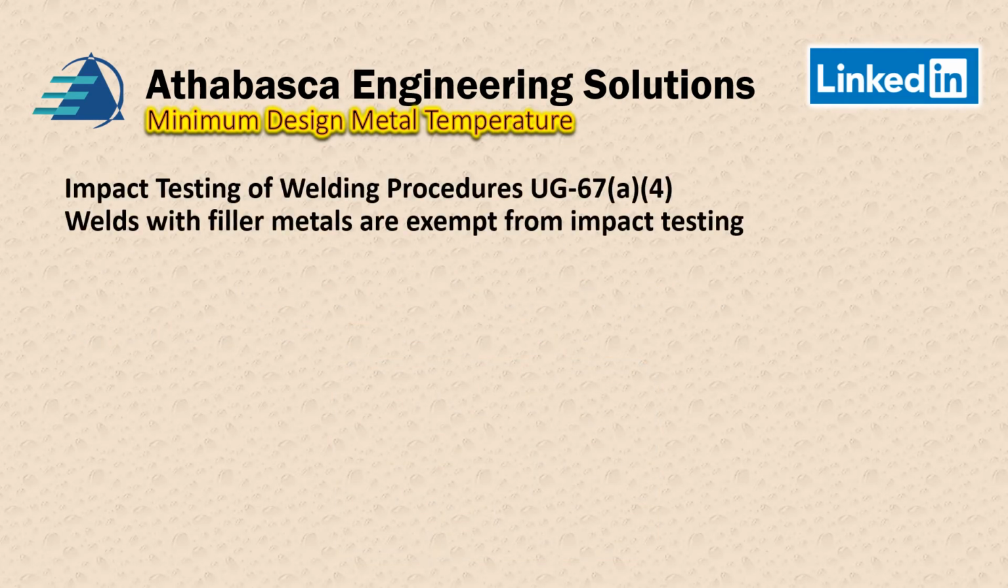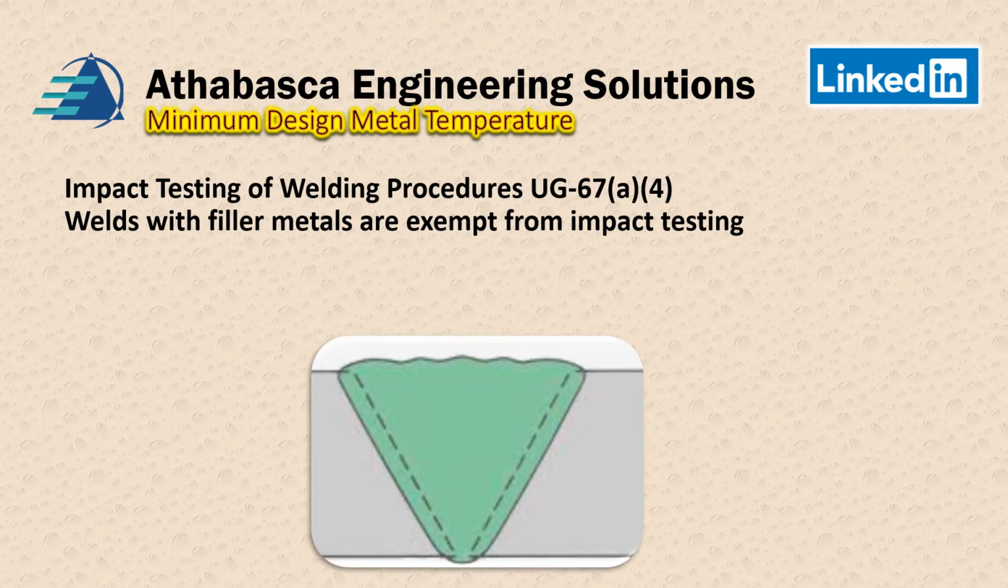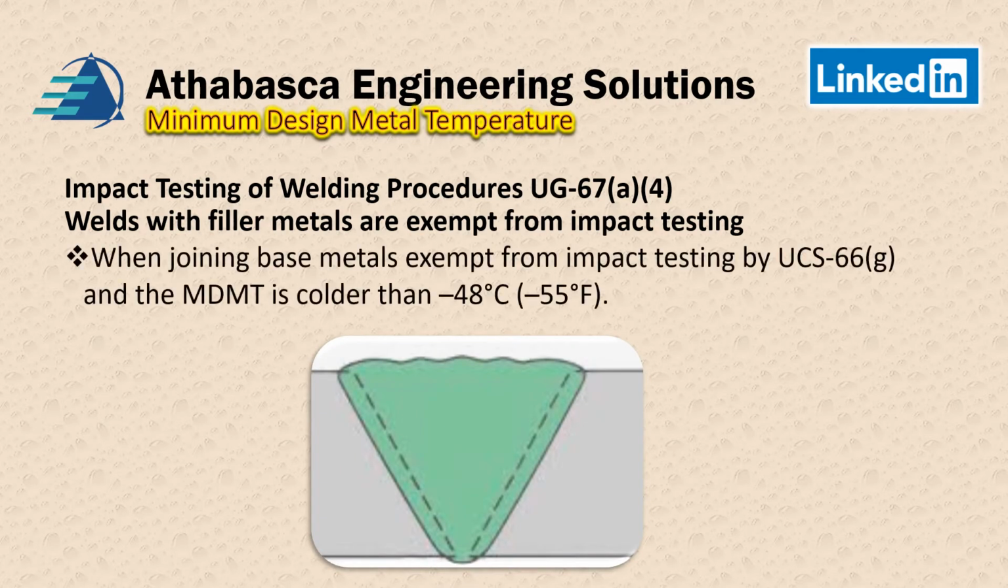Impact testing of welding procedures UG 67A4. Welds with filler metals are exempt from impact testing if the following: when the joining base metals are exempt from impact testing by UCS 66G, and the MDMT is colder than minus 48 centigrade or minus 55.